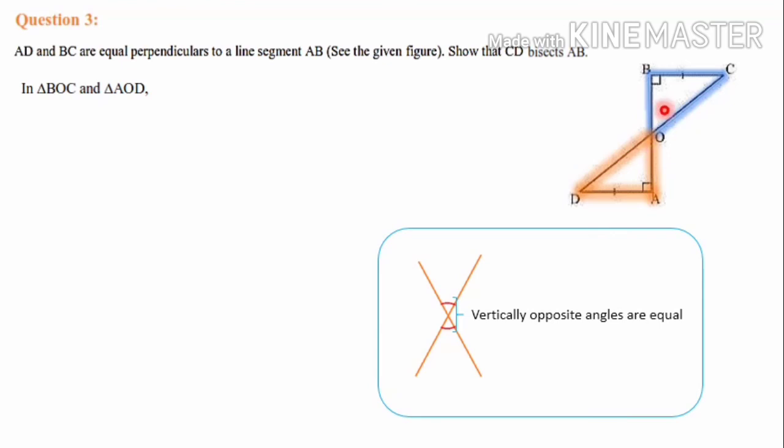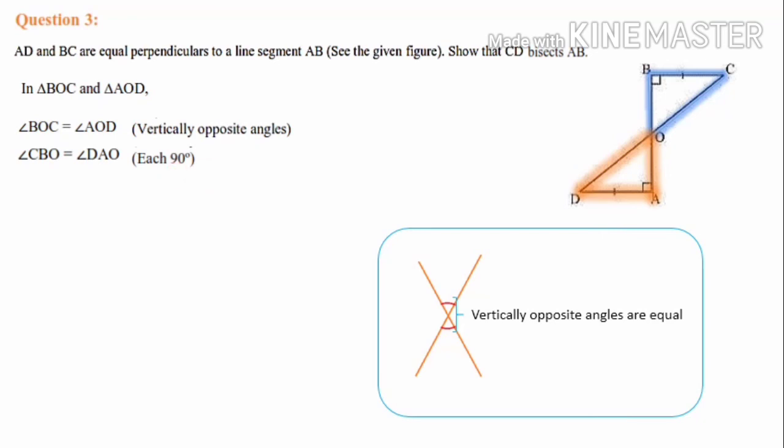Here also, when you look at the diagram, a pair of vertically opposite angles is easily visible, that is these two. Directly we can write these two angles are equal. That is, angle BOC is equal to angle AOD. Reason is vertically opposite angles. And one more angle is given to us, 90 degrees, here one, here one. So that also we can take. That is angle CBO is equal to angle DAO. So these two angles are equal. That is given to us, 90 degrees.